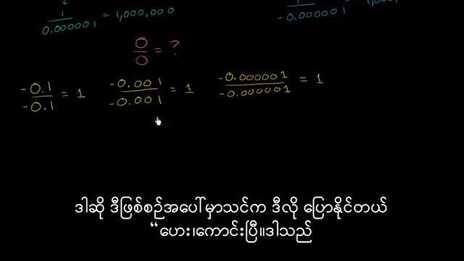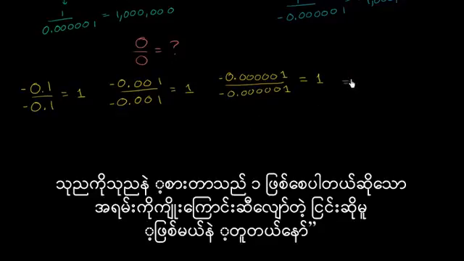So based on this logic, you might say, hey, this seems like a pretty reasonable argument for 0 divided by 0 to be defined as being equal to 1.